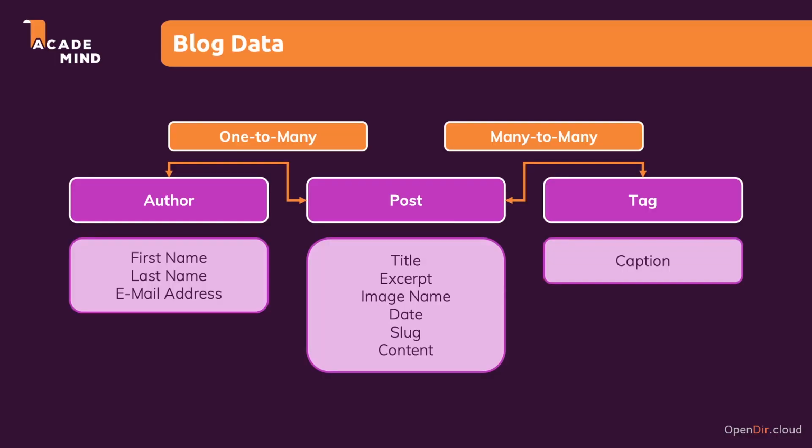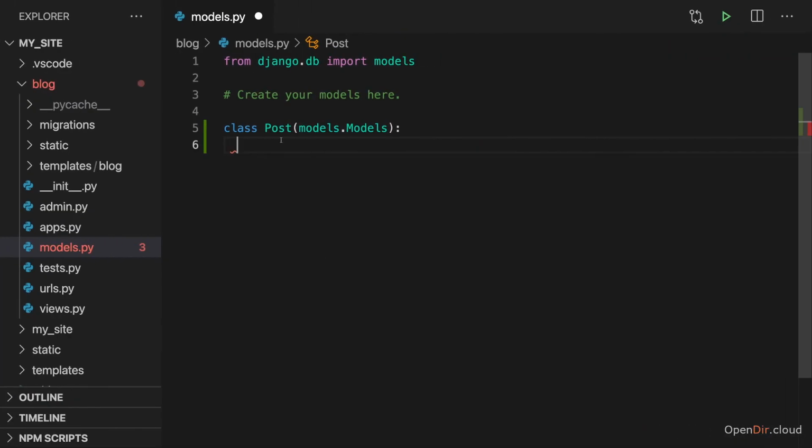Now, if we have a look at our data plan here, then we see that a post should have a title, excerpt, image name, date, slug, and content, and the connections to author and tag. Now, I'll dive into the relations in a second. I want to start with the other fields first.